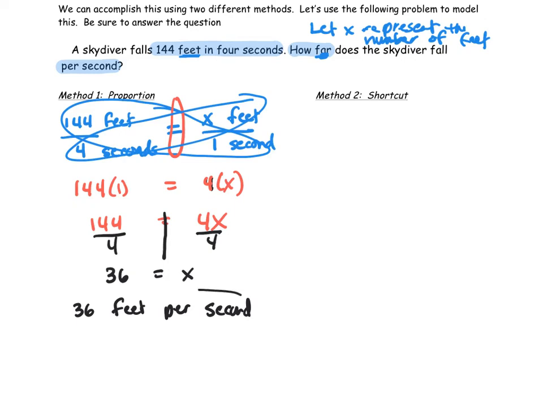The question is how far can the skydiver fall per second? So you're going to notice that there's another method, and I'm referring to it as a shortcut. Before we start this, I want you to notice that after we did all this cross multiplying, we ended up with what they gave us. We ended up with 144, and we ended up with 4. So this was the result of our solving, and we already had it here.